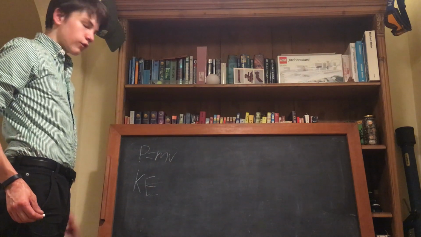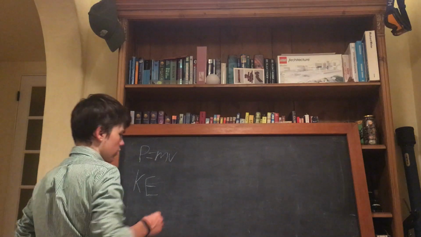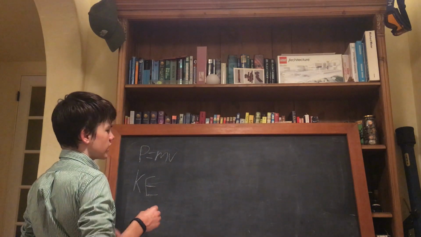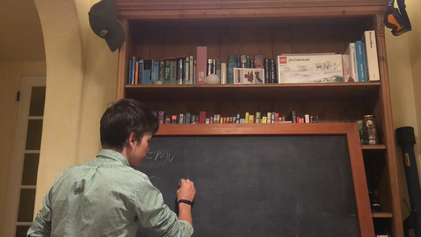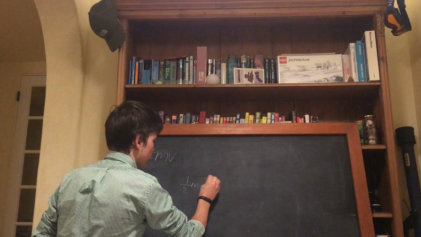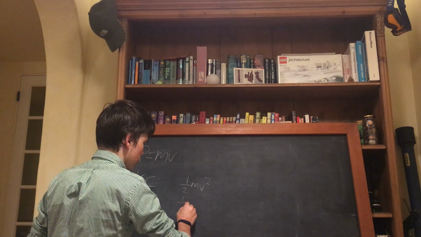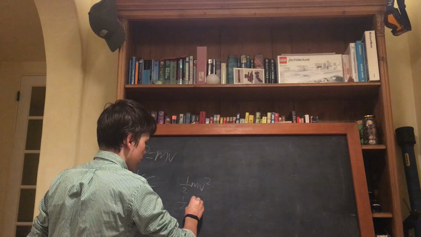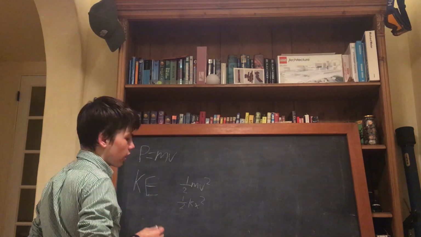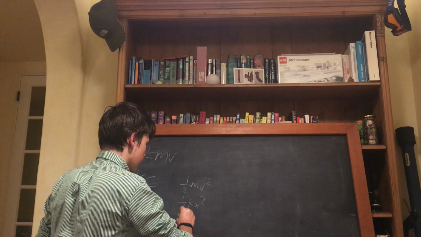So let's start off with energy. There are 3 forms: potential energy, kinetic energy, and then gravitational energy. Kinetic energy is written as 1/2 mv squared. Potential energy is written as 1/2 kx squared. K is the constant of the spring. And then lastly, gravitational is just mgh.